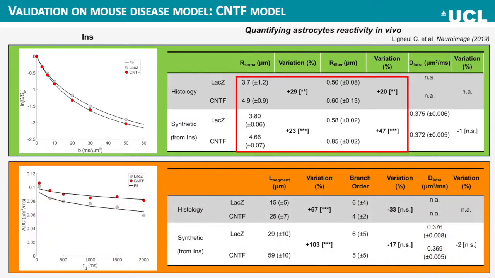The analysis of the long diffusion time data also provided the estimates of cell projection segment length and branch order, again in very good agreement with histological estimates. So we overall measured an increase in the soma size and fiber size, as well as an increase in the fiber length, but a non-statistically significant decrease in the branching order.